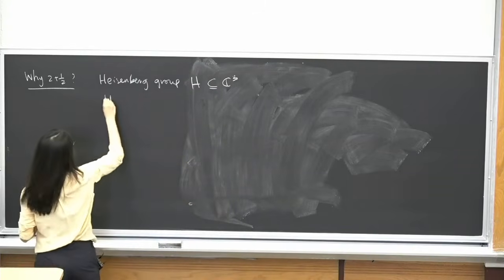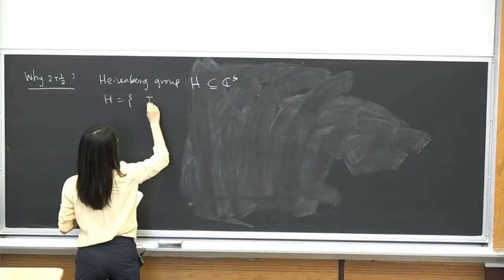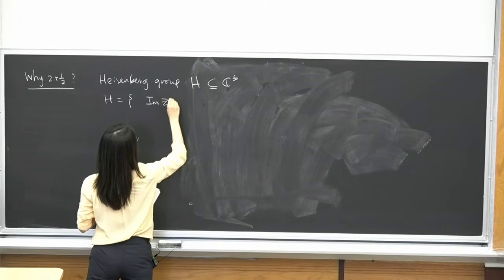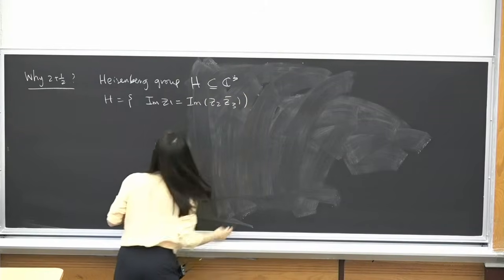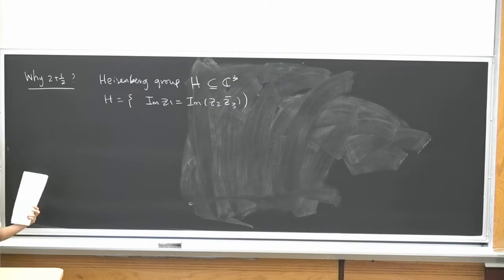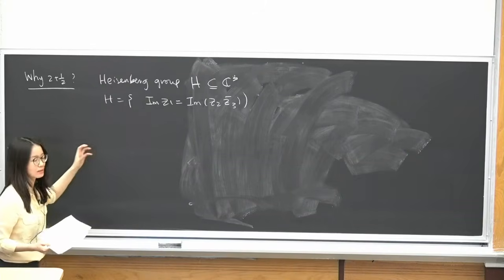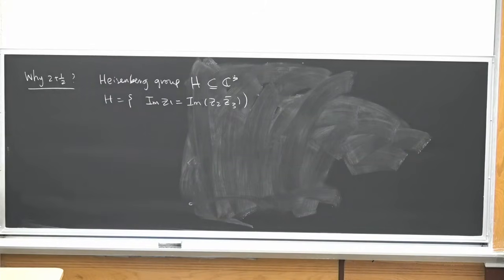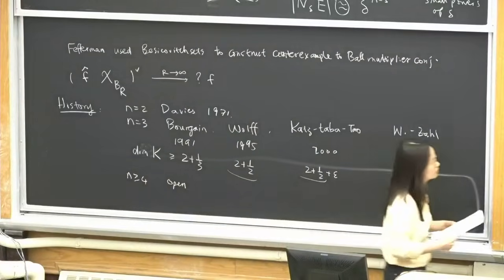So the Heisenberg group is the. I'm writing the definition here in case you're interested, but I won't have time to go into details. This example is sharp for Wolff's argument. It is a set that has all the properties that Tom Wolff used to prove that the Kakeya set should have dimension greater or equal than 2 plus 1/2.